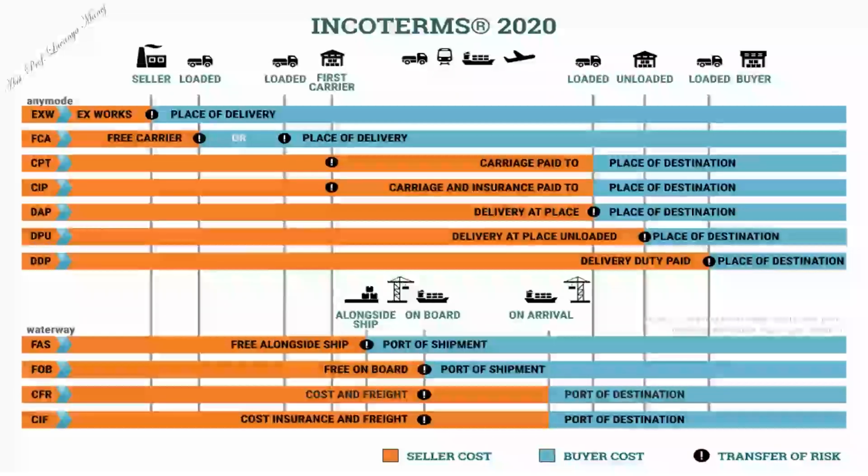So by just viewing an export documentation, if you find any of these terms, you can easily recognize what the responsibilities of the buyer of this consignment are and what responsibilities the seller has in this consignment. Clear? Do you have any doubt in this?